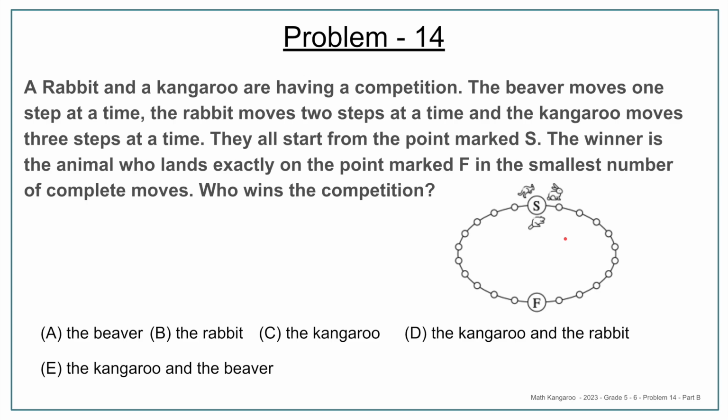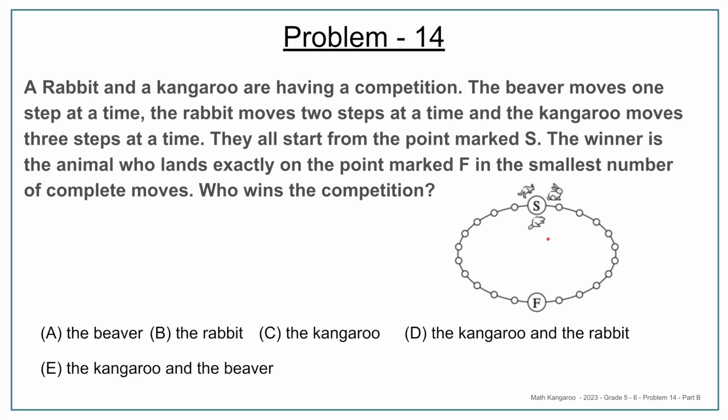Now let's clear the screen. Now we have the rabbit, which moves 2 steps at a time. So we have 1, 2, 3, 4, 5, 6, 7, 8, 9, 10, and again on start. So the rabbit moves 2 steps at a time, but it seems like it will never reach the F point. So let's clear the screen and have the kangaroo move now.